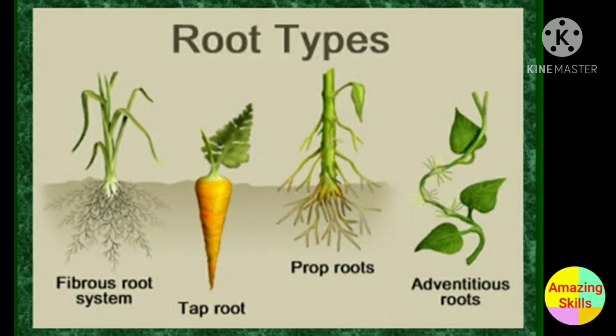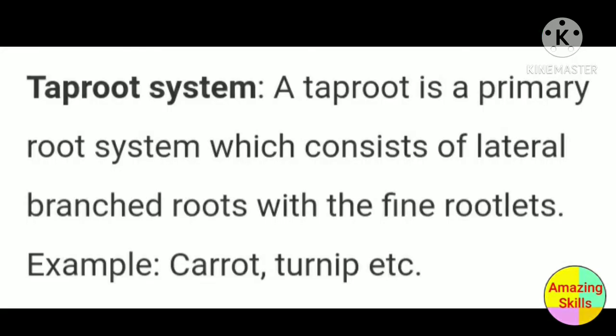Children, basically roots are divided into four types. One is fibrous roots, another is tap root, another is prop roots, and another is adventitious roots. Children, let us see about the tap root system. A tap root is a primary root system which consists of lateral branched roots with fine rootlets. Example, carrot, turnip, beetroot, etc.